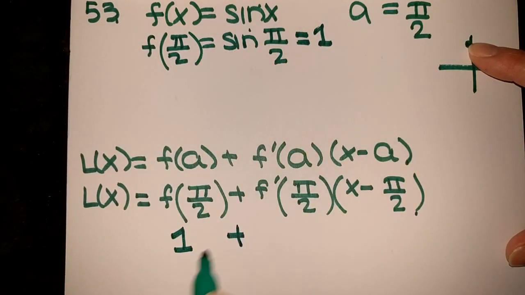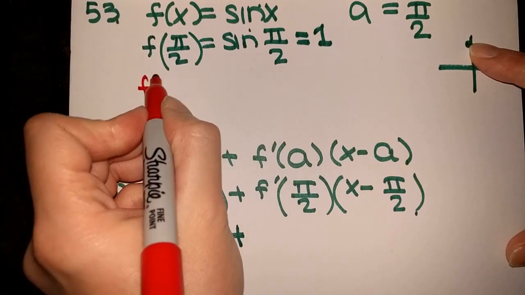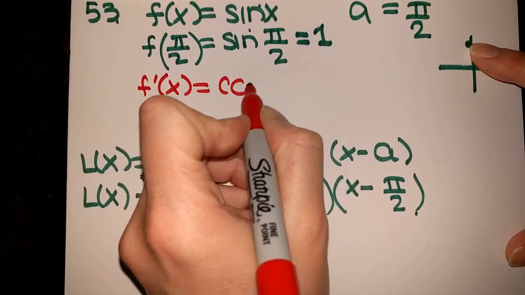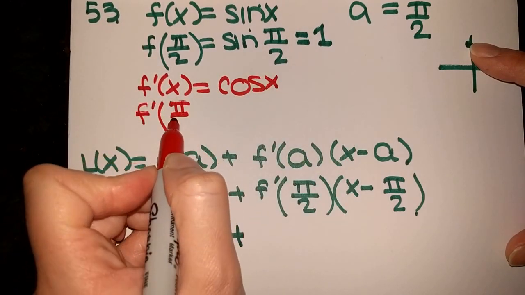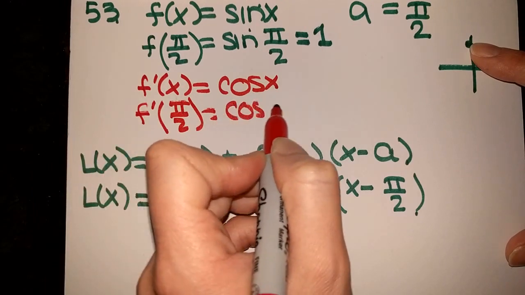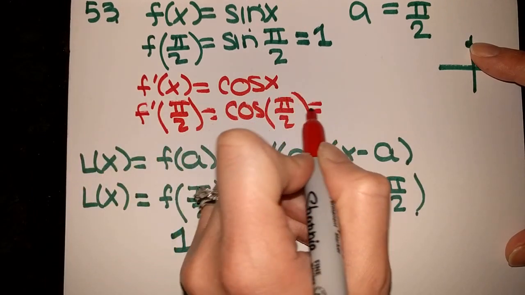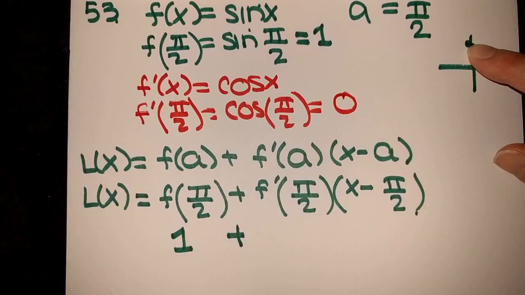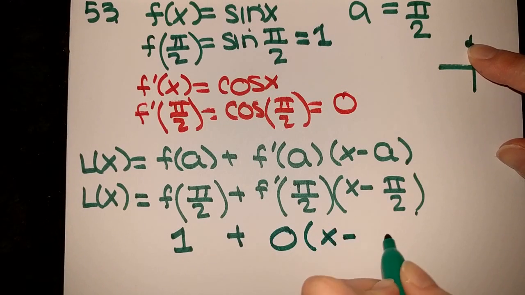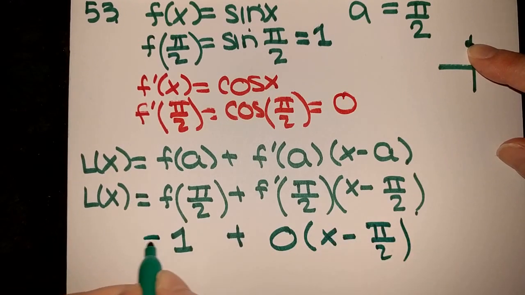All right, now for my f prime of x is going to be equal to cosine x. And so then I take and plug in the pi over 2. So cosine of pi over 2, if I look on my unit circle, I'm up here on my unit circle, the x coordinate is 0. So f prime is just going to be 0 times x minus pi over 2 is equal to L of x.